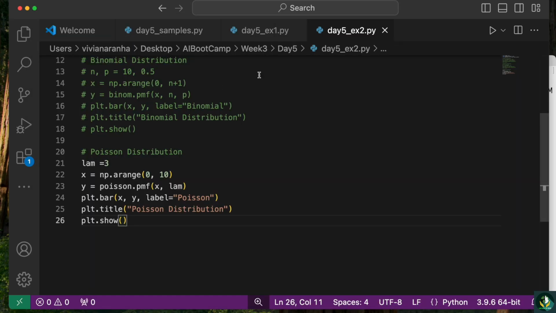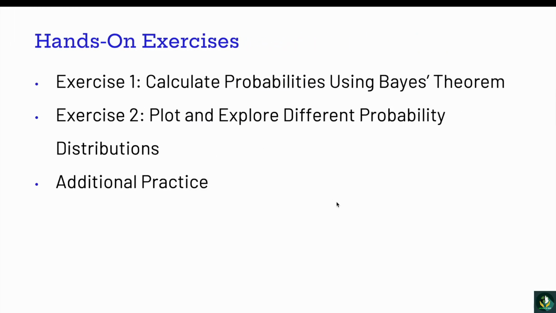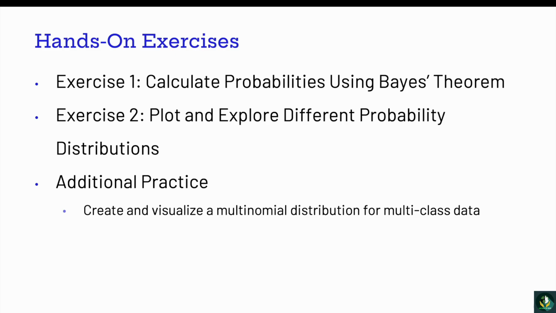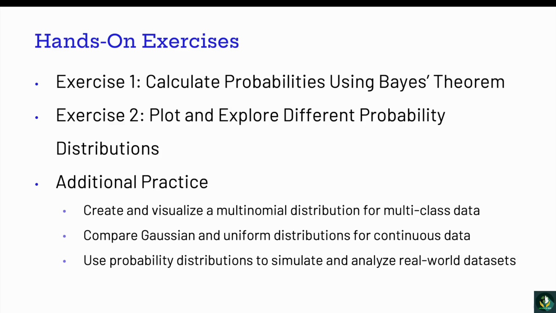So I hope you are able to follow along. If not, go through this and let me know if you have any issues or problems. For additional practice, you can look at creating and visualizing a multinomial distribution for multi-class data. You can try comparing Gaussian and uniform distribution for continuous data. Also, try to use probability distributions to simulate and analyze real-world data sets that are available on different websites.